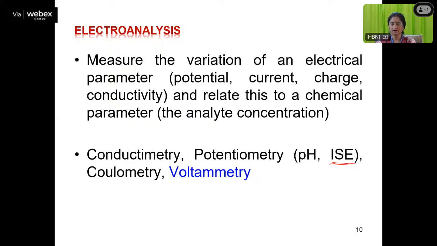These are the very important methods. In this lecture, we'll be concentrating only on voltammetry, because this is where we are going to use trace and ultra trace analysis. All other methods are not for trace and ultra trace analysis. They can be used for percentage level or milligram level analytes, but voltammetry we can use for trace and ultra trace analysis. And therefore, in this lecture, we'll be concentrating on voltammetry.